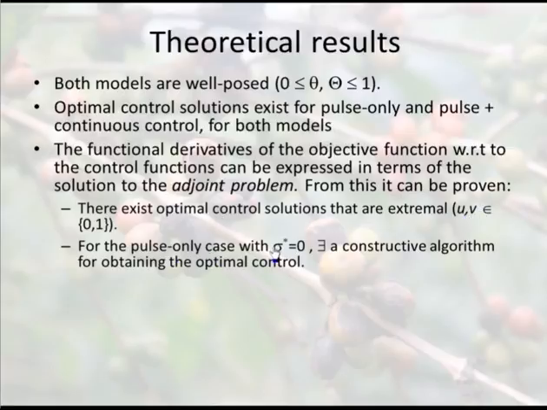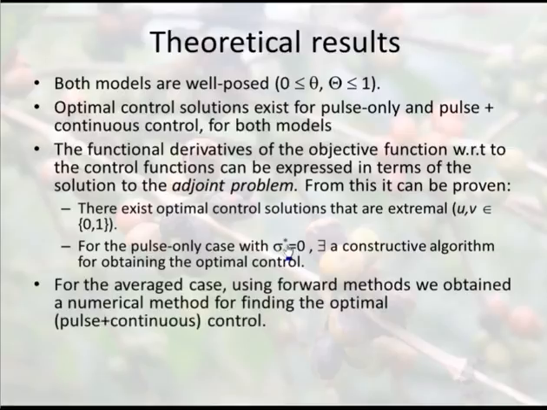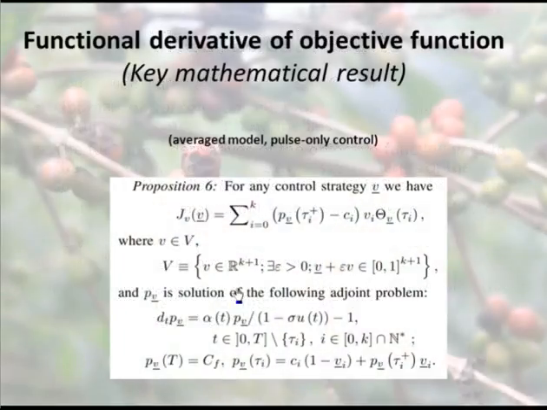Now, for the pulse-only case, that is, u is not present, but if we're just looking at v, in the case where sigma star is 0, there exists a constructive algorithm for obtaining the optimal control. And this is done using the solution to the adjoint problem. Basically, you solve backwards to find the optimum. For the averaged case, that's the case of large theta, using forward methods, we have a good numerical method for finding optimal pulse plus continuous control. So this result is for either the averaged or non-averaged model. This result is for the averaged model only. So we have partial results in both ways.